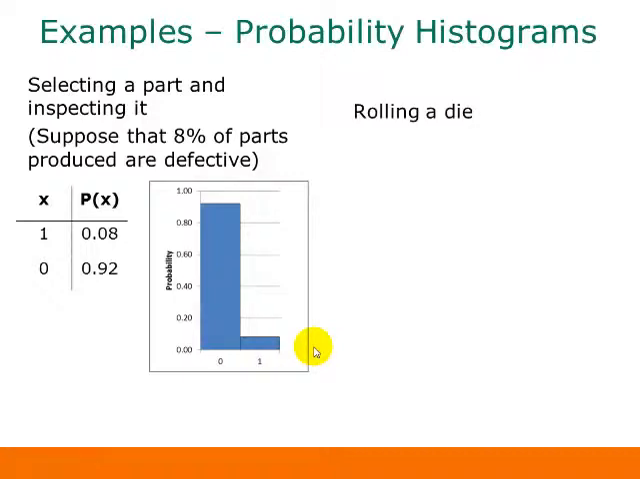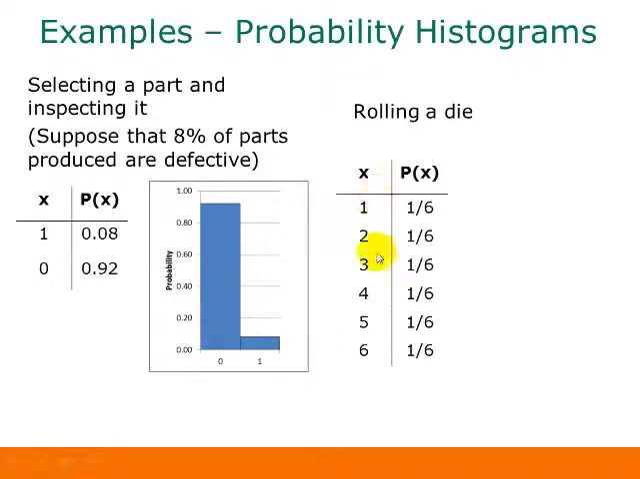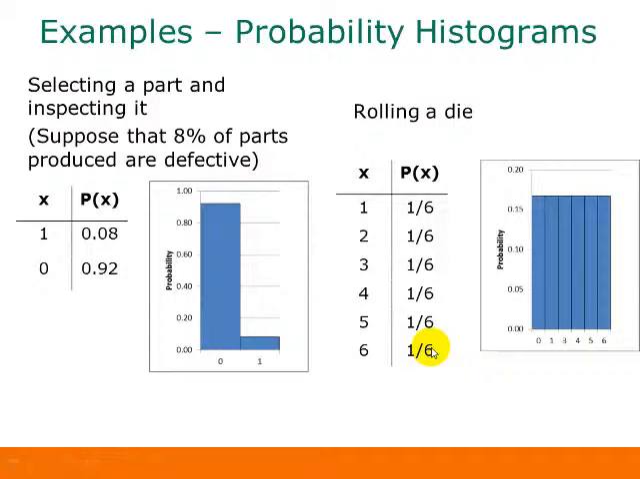For rolling a die, we had these 6 possible outcomes, and each one had a probability of 1/6. So in this one, every outcome has the same probability value, so this goes straight across on the top. Each one of these outcomes has a probability of 1/6.